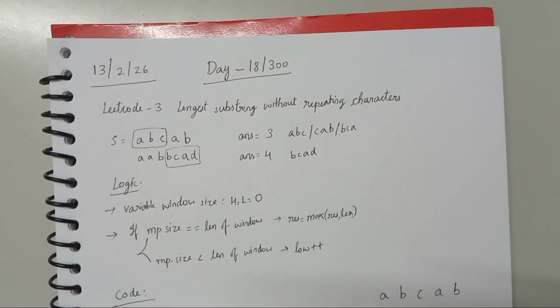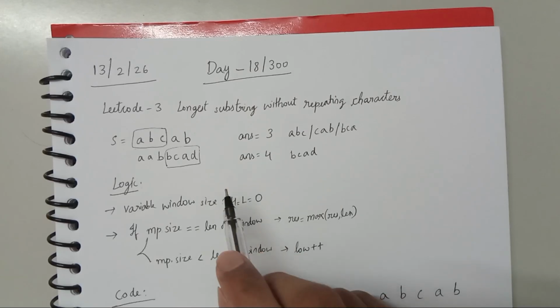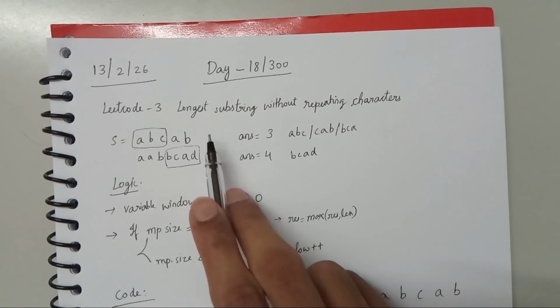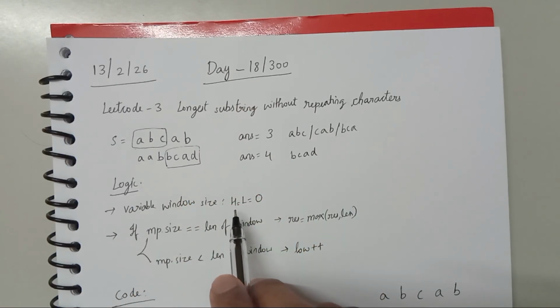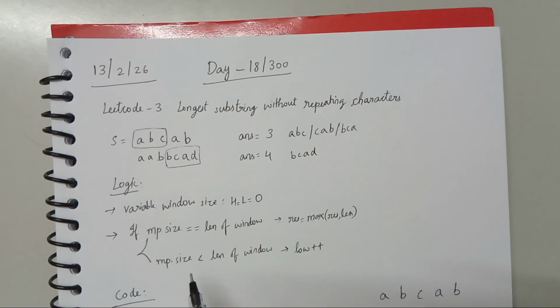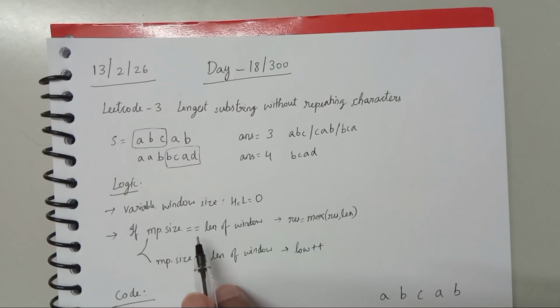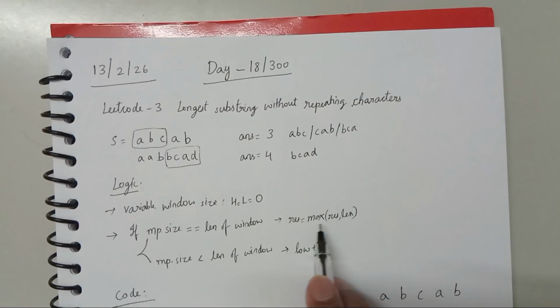So how do we solve this? The logic is simple. The keywords are array, substring and longest. So it is a sliding window, and they didn't give the window size, so it is a variable window. We start with high and low both equal to 0, and next we build a hash map, and in the hash map we compare the size of the hash map with the length of the window. If the length of the window is equal to the map size, then that means we don't have any duplicate characters and we return the length.